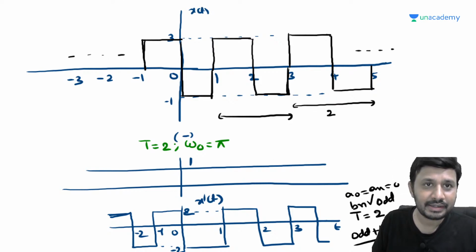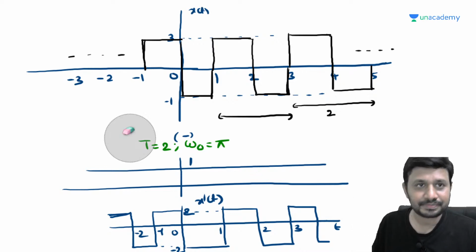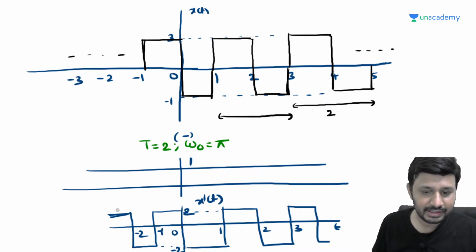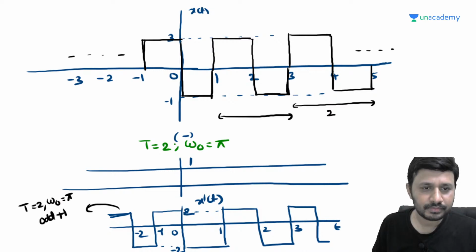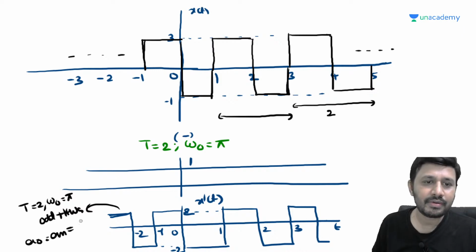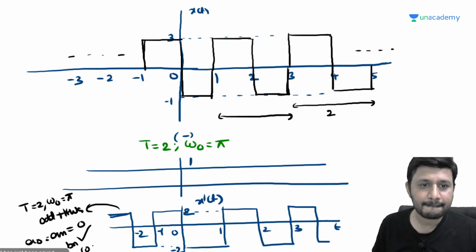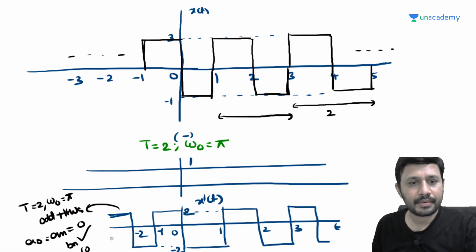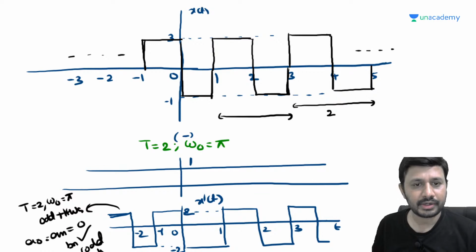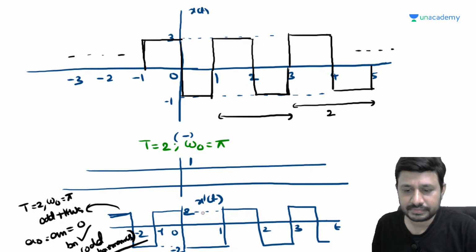I'll write here, better you may get confused here. Let me write here the nature of this x dash of t. A0 and AN are 0. BN exists only for odd harmonics.